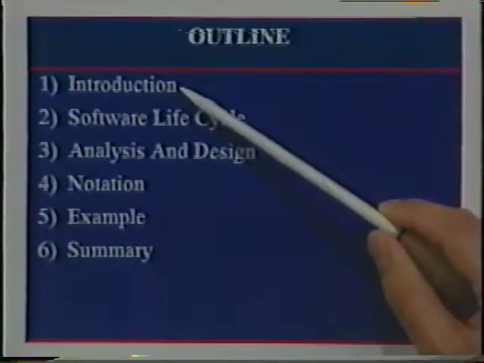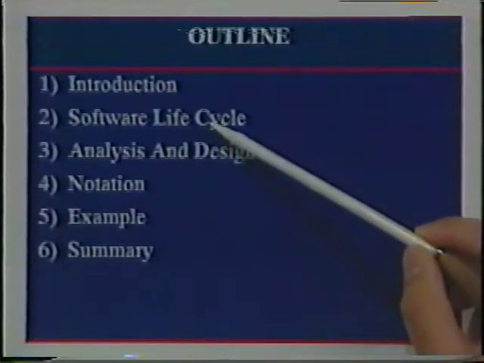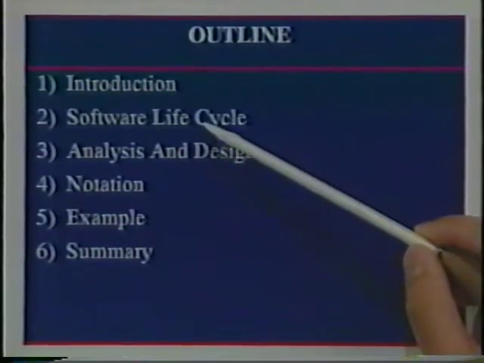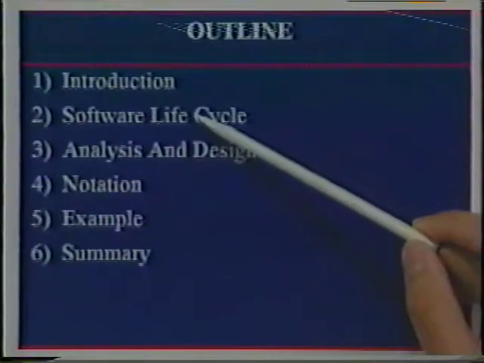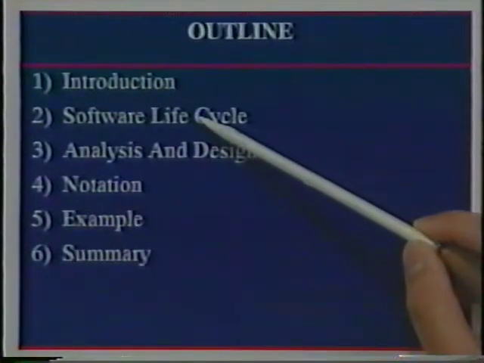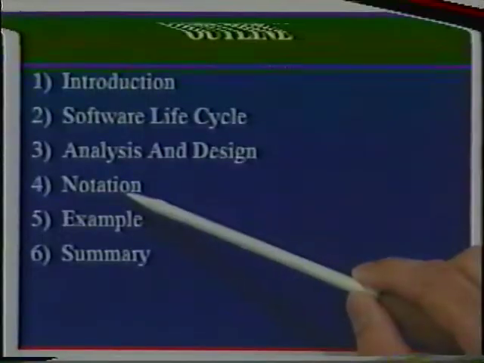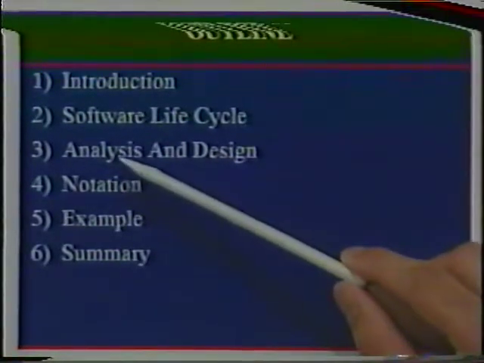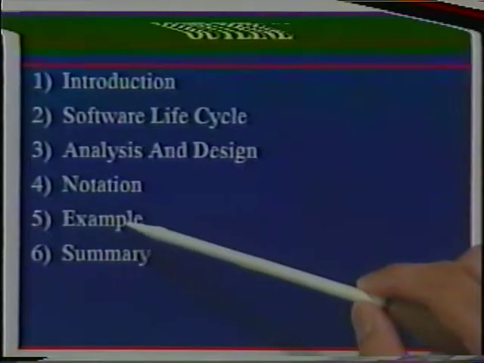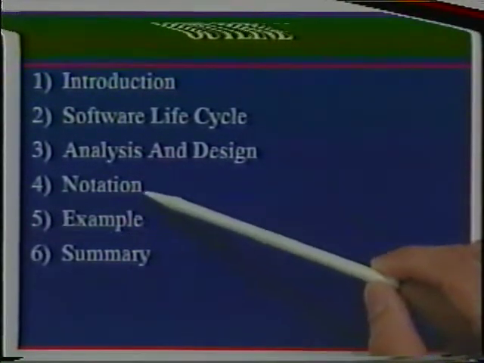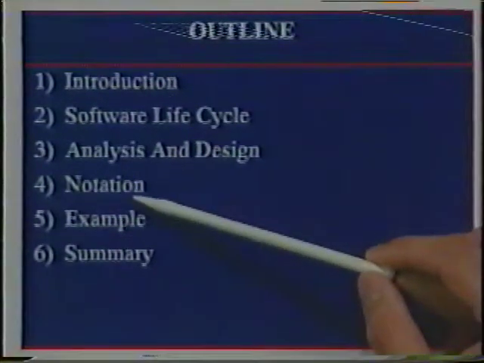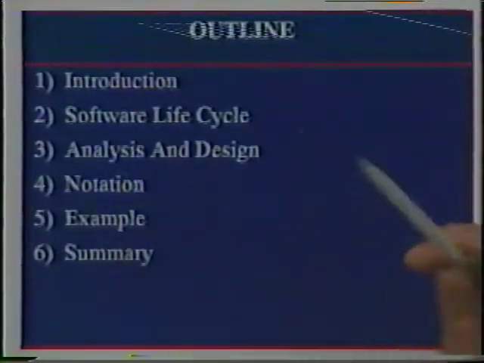First, I will give you a brief description of what I think software development is. Then we will go through the software lifecycle. I will discuss the object-oriented analysis and design within the context of the software lifecycle. Then I will talk about object-oriented notation that is useful for the analysis and design stages. We will give a small example to illustrate some of the concepts that we developed in the previous four items, and finally we will summarize.